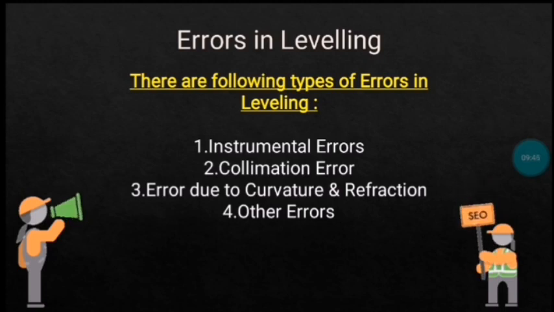Next, error due to curvature and refraction. The earth appears to fall away with distance. The curved shape of the earth means that the level surface through the telescope will depart from the horizontal plane through the telescope as the line of sight proceeds to the horizon. This effect makes the actual level reading too large.